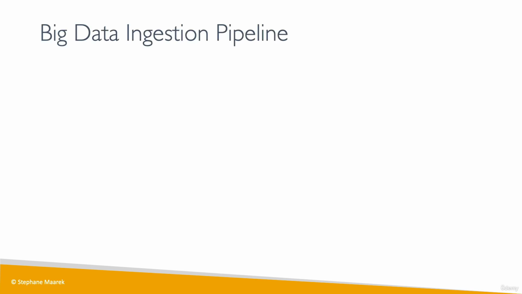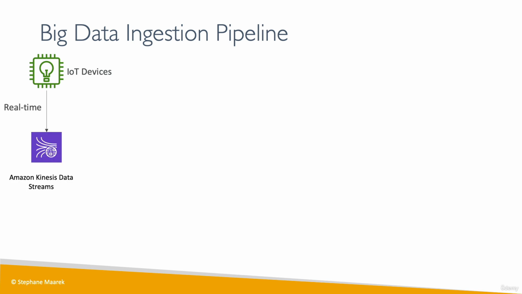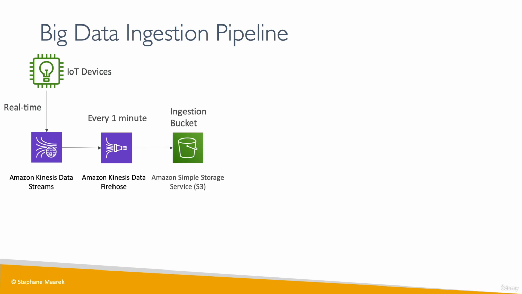Okay, now in terms of big data ingestion, what can they look like? Say you have IoT devices and they produce data in real time into a Kinesis data stream. Then we can use Kinesis Data Firehose to ingest the data and send it near real time, maybe every 1 minute, to an ingestion bucket such as Amazon S3.